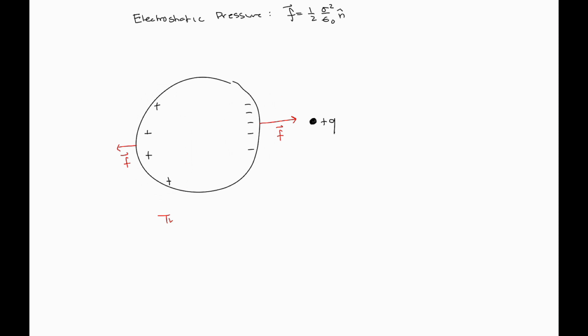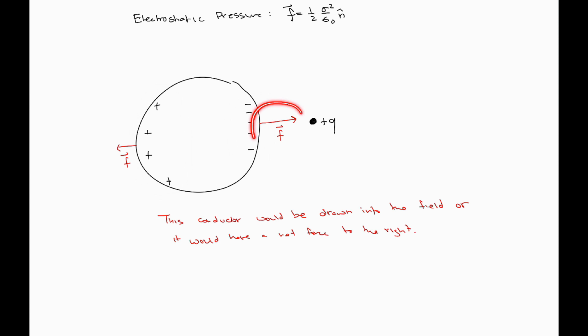And this conductor would be what the book calls drawn into the field, or it would have a net force to the right. So the net force, the force on this part of the conductor, would be greater than the force on that side. And that kind of acts like a pressure.